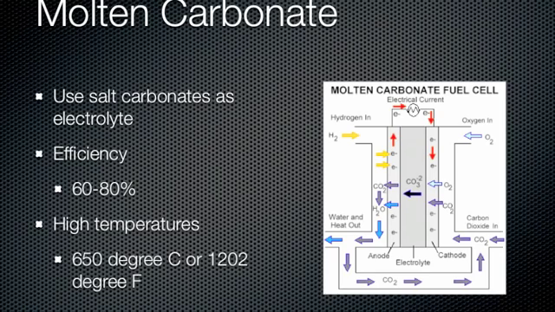The second one is the molten carbonate. It uses salt carbonates as its electrolyte. Its efficiency ranges from 60 to 80%. It is used in very high temperatures, 650 degrees Celsius or 1,202 degrees Fahrenheit.